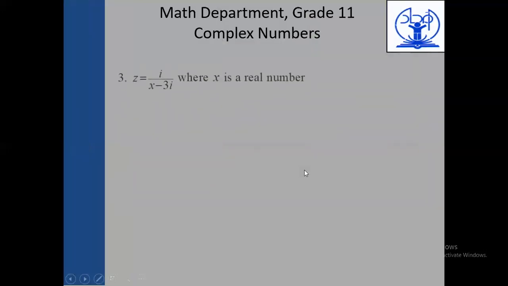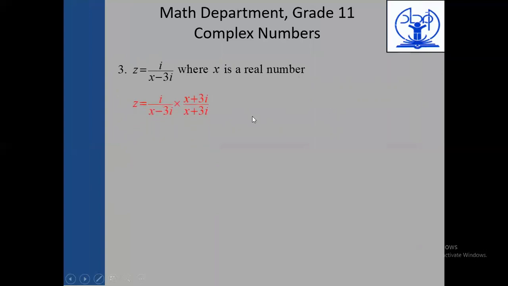Another example, z equals i over (x minus 3i), where x is a real number. Again, you multiply by the conjugate of the denominator, which is x plus 3i. Expanding the numerator, it will be ix plus 3i squared. For the denominator, you go directly to the real part squared plus the imaginary part squared. Simplifying the 3i squared in the numerator, you will get (ix minus 3) over (x squared plus 9).